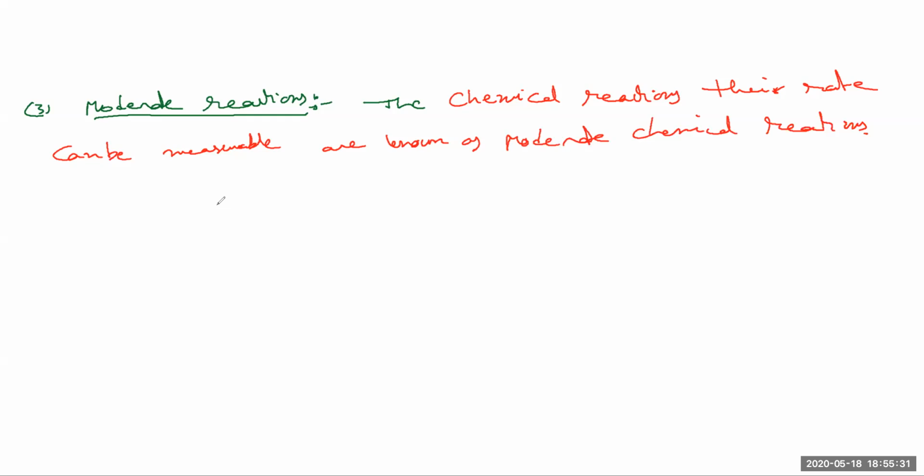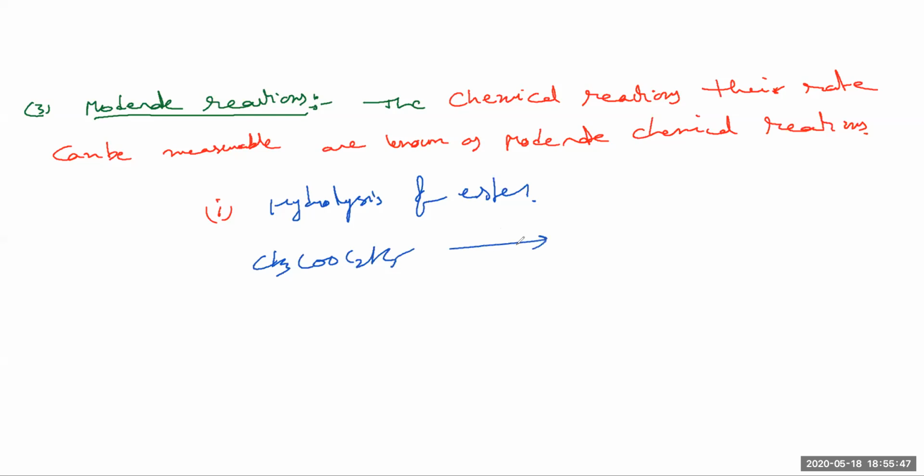Hydrolysis of ester. What is the example? Hydrolysis of ester: CH3COOC2H5 in acid medium, H+, and water, aqueous medium. What will it form? CH3COOH plus C2H5OH.